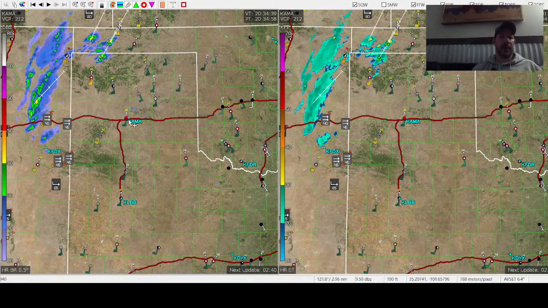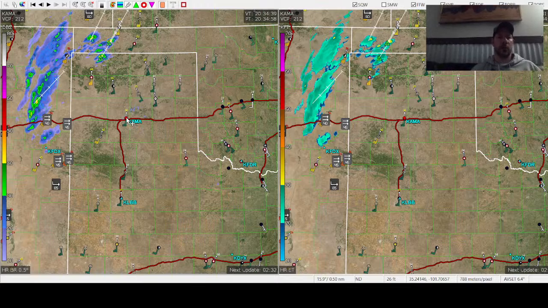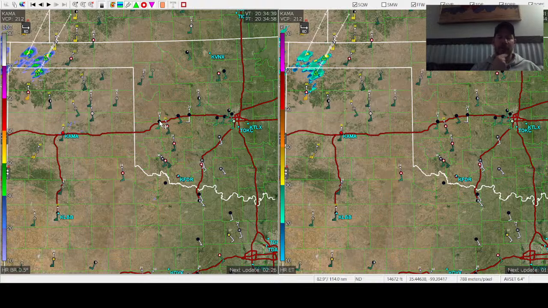Now, looking at surface obs right now, you can see our dew points have started to climb in Amarillo. They were in the 40s just a little while ago. We're at 52. If we move over and look at a little bit of western Oklahoma, dew points 54, dew points 52.